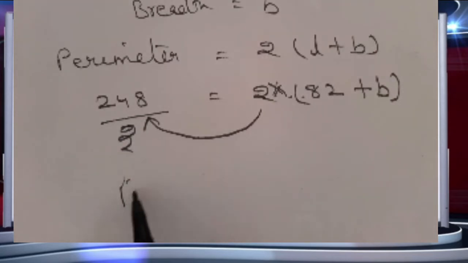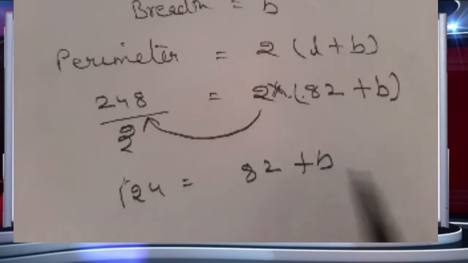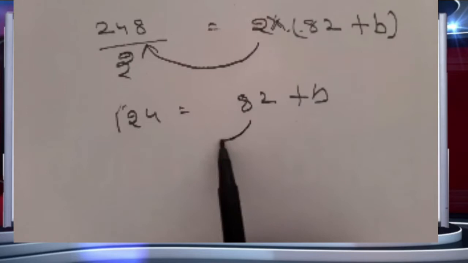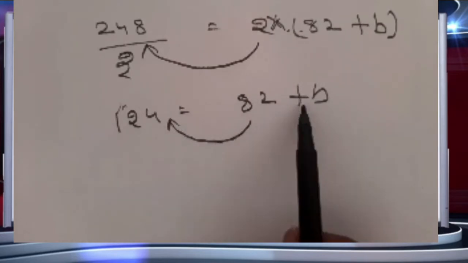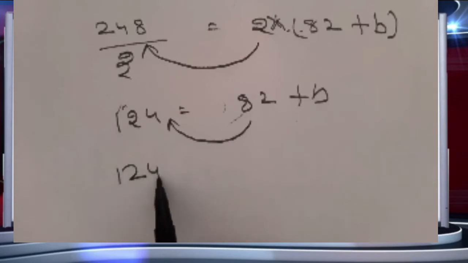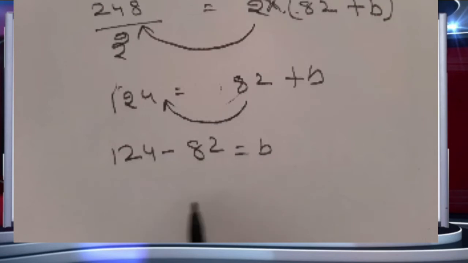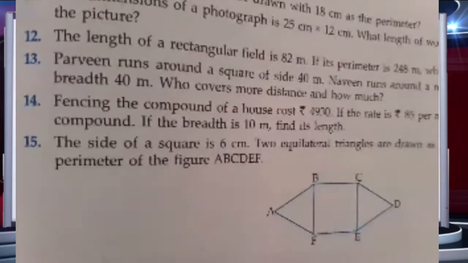So 248 divided by 2 is 124, which equals 82 plus B. Now I will bring this 82 here. Here 82 is having the plus sign, so when it comes here, it will become minus. So 124 minus 82 is B. So B is 42. So the breadth of the rectangular field is 42 meters.